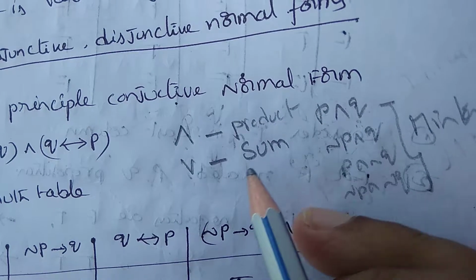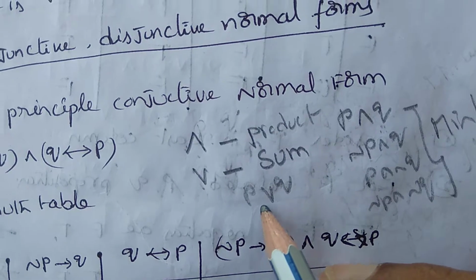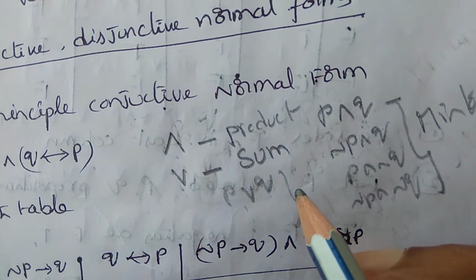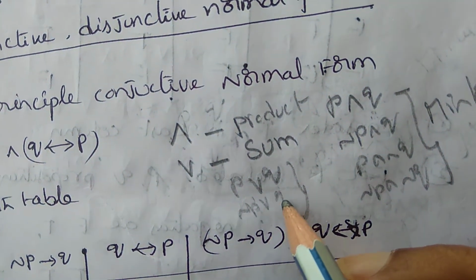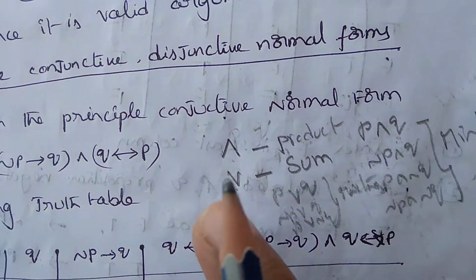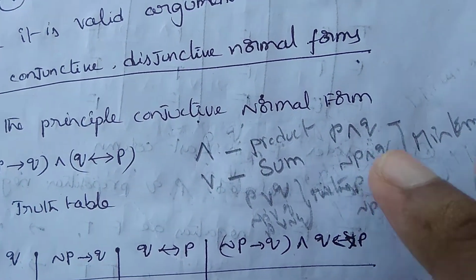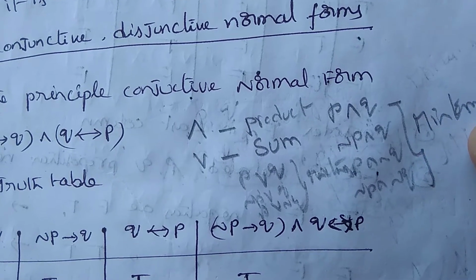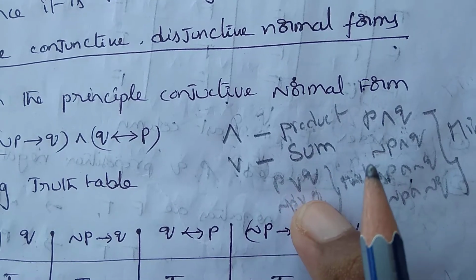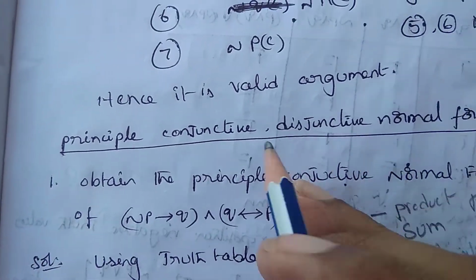OR is called sum. Between two propositions, this symbol is called the sum of the propositions, or maxi terms. Negation P or Q, P or negation Q, these are called maxi terms. You have to first understand this. So AND is a product between two propositions. For two propositions P and Q, these are called min terms. OR is called sum. Between two propositions, the sum of propositions, those are called maxi terms.